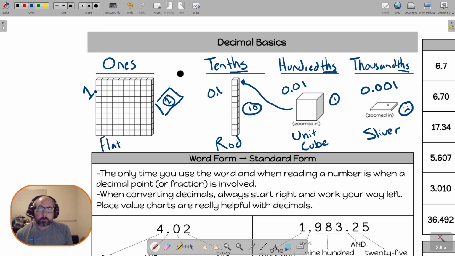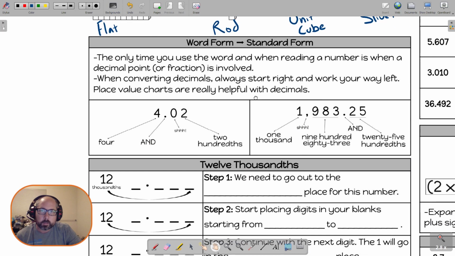I'm not going to do it. So feel free to use money if that helps, but just know that you're going to have to really think about that hard when we're jumping from a hundredth, 1 penny, to a thousandth, because we don't have a coin that transfers. All right, let's move along, and let's start looking at word to standard form.